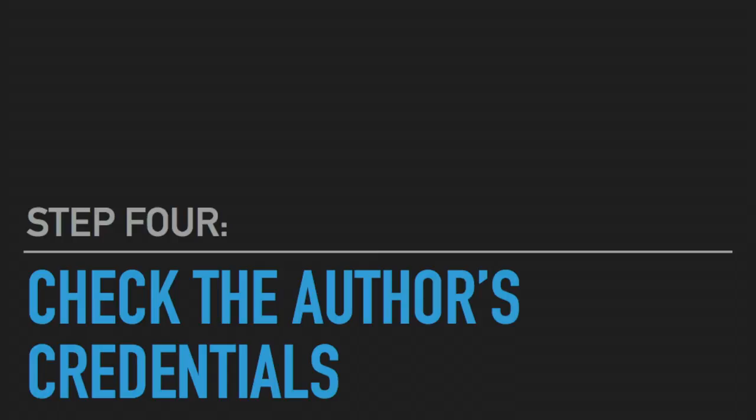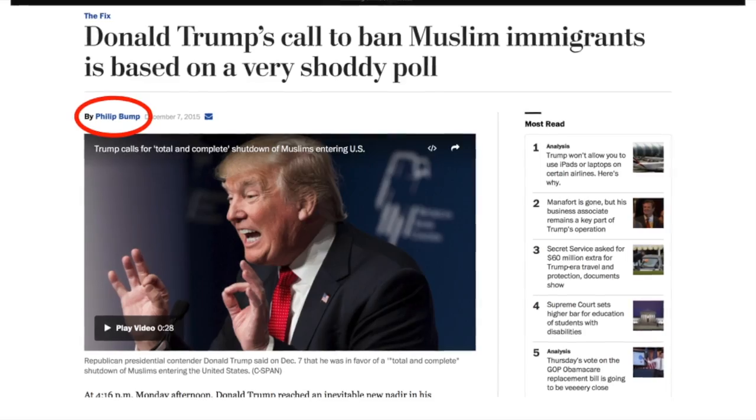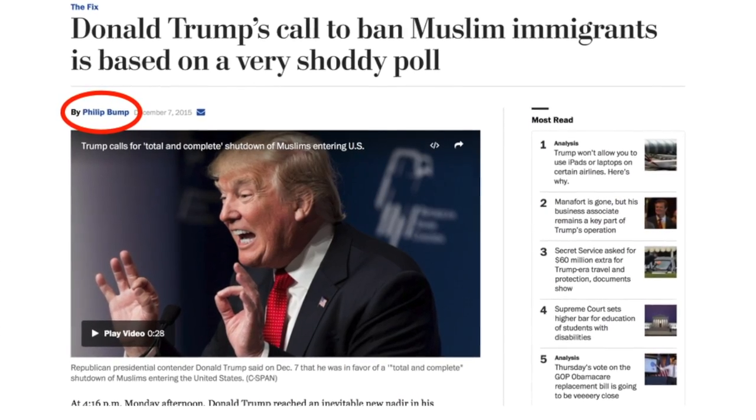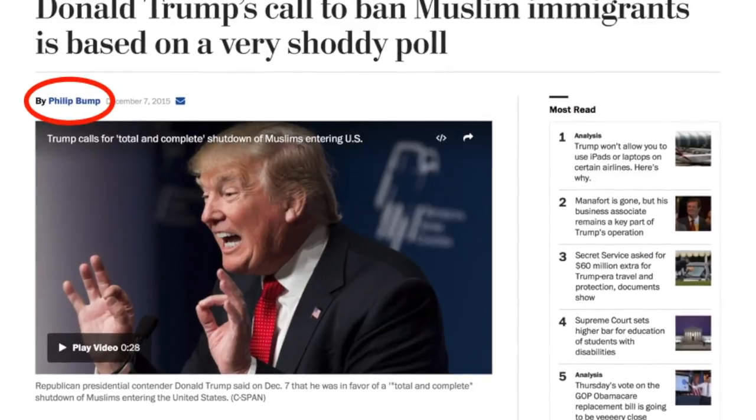The fourth step in our process involves checking your author's credentials. Are they well-established journalists? Look at the specific track record of the authors and then evaluate how trustworthy they are. Sometimes they don't present credentials. Some popular magazines sometimes just list the author's name, but other times aren't even listed.